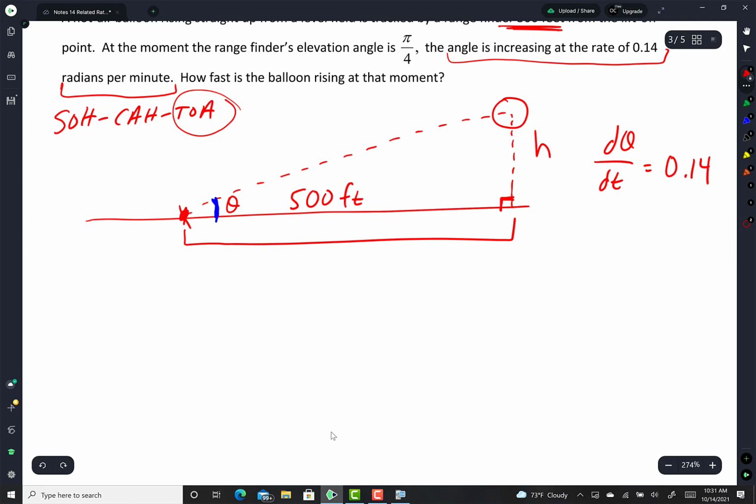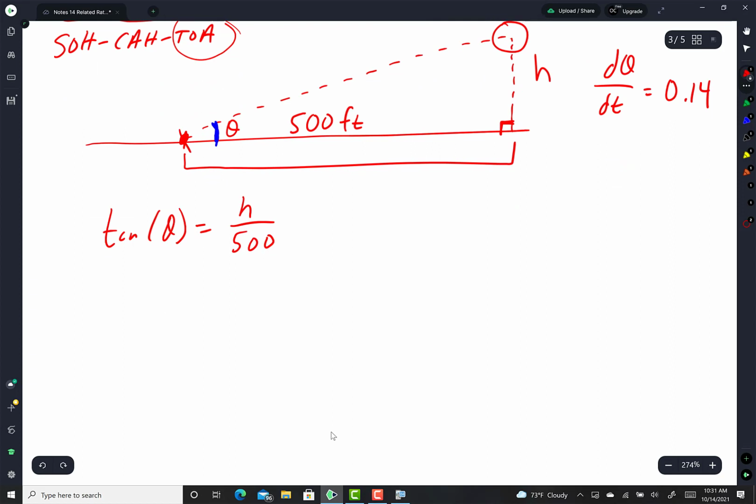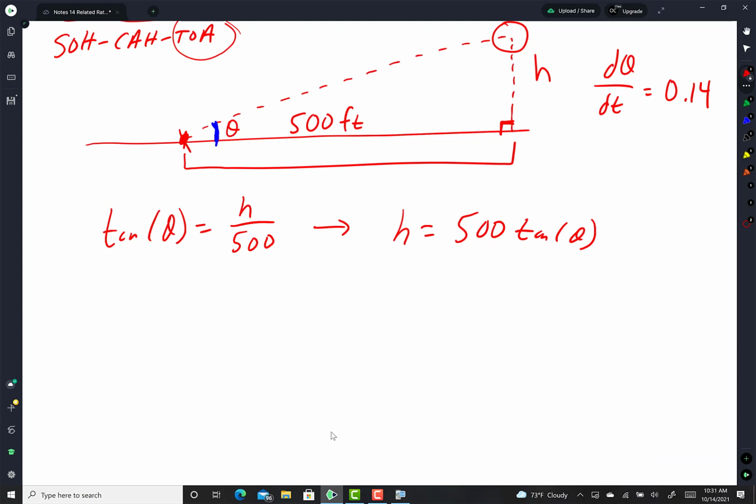So here we go. I'm going to write tan of this angle, theta, is equal to opposite h over 500. And that is safe because the 500 is static. It's not changing. Are we okay so far? From there, this is simple enough that I would get h by itself. So I'm going to multiply both sides by 500, put an arrow, and write h equals 500 tan theta. And now we're ready. You guys ready?